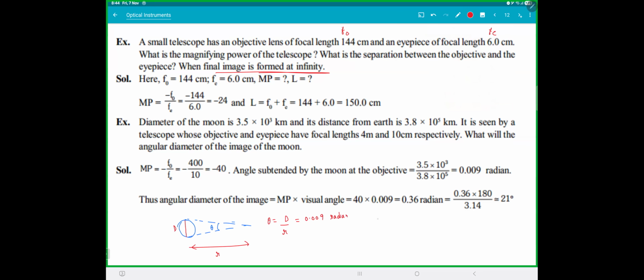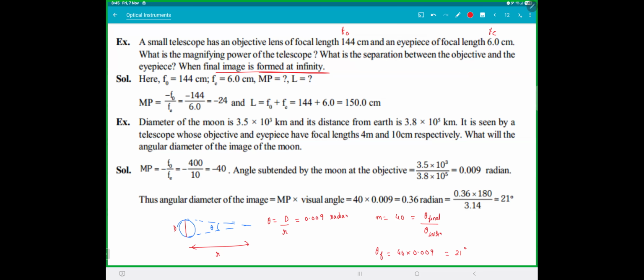And magnification we got 40, which is nothing but theta final by theta initial. That means if you just see with your eye, you will see 0.009 radians. But this telescope will magnify it by 40 times. Theta final will be 40 into 0.009 radians, or about 21 degrees. That is the angle subtended by the moon on your eye. So it looks big when you see through a telescope. Clear with this?